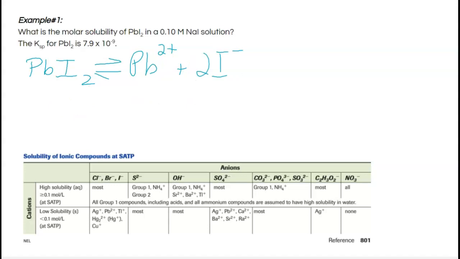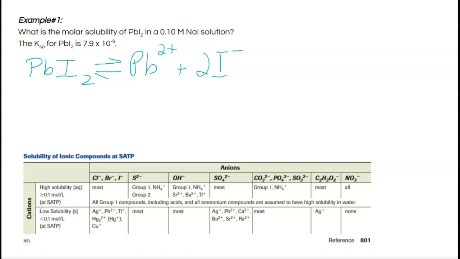Now, students are sometimes confused by this, and so one trick to orient yourself as to which of these compounds is the actual equilibrium is to use a solubility chart. So I'm going to look at PbI2. Here's I-, and I- with Pb2+ creates a low solubility. It has very low solubility.